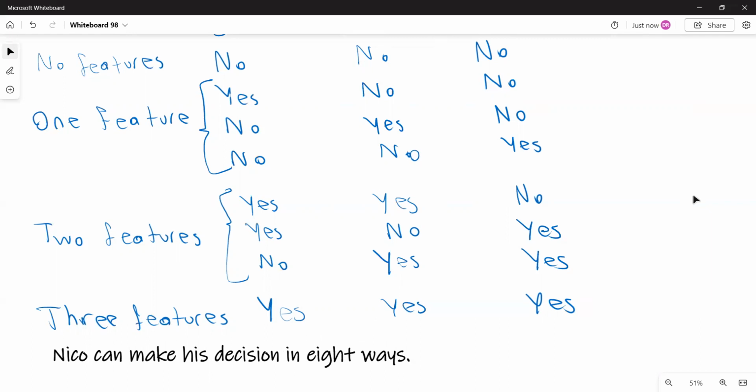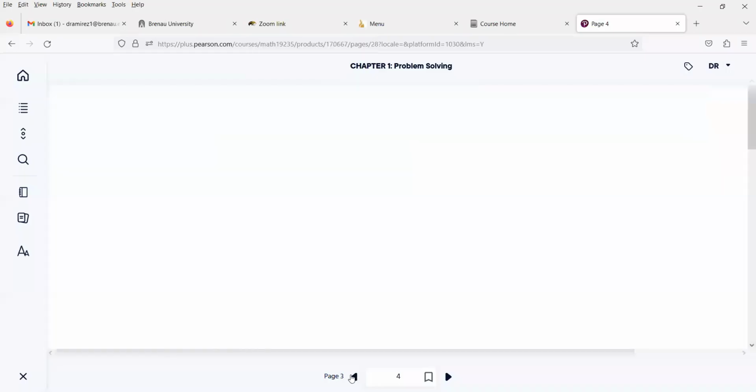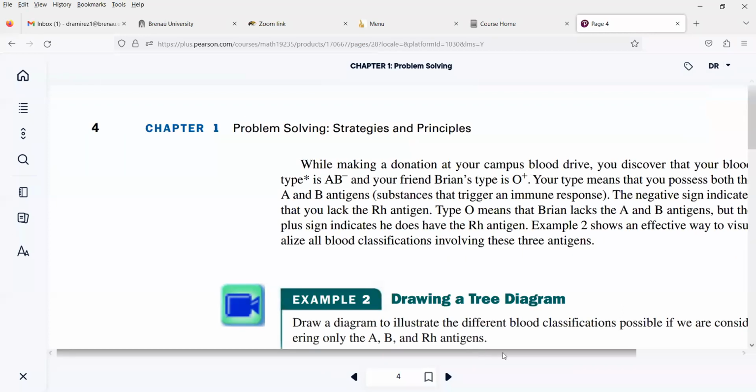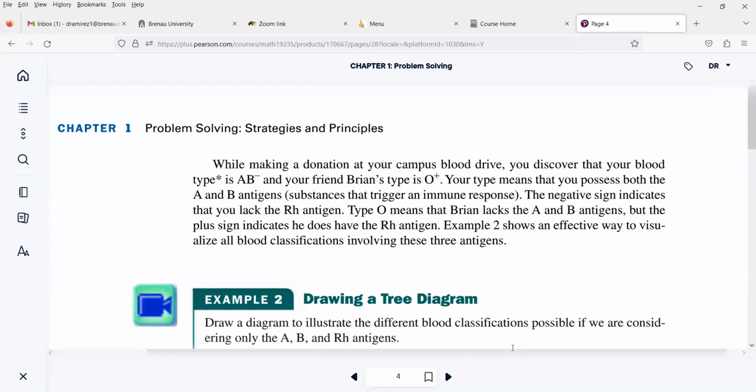Okay, so the next example is the combination of the previous two, drawing pictures and being systematic. So you can organize the information in a tree diagram. Actually, I did example 3 first, and then I'm going back to example 2. Okay, so while making a donation, I'm making sure that I'm sharing.